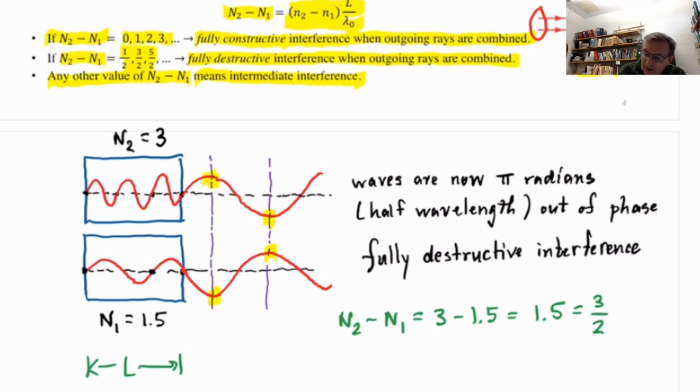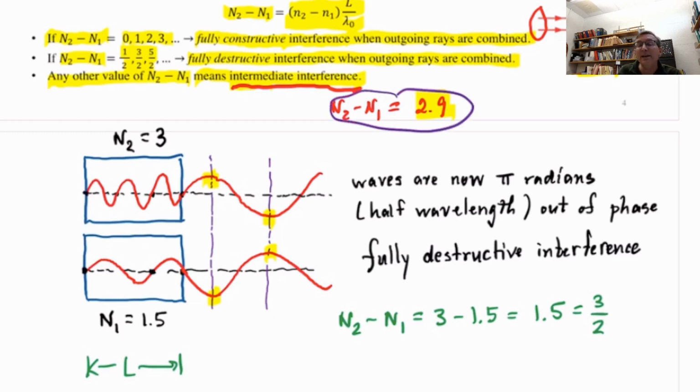Note, by the way, you can have intermediate interference here because big N2 minus big N1 isn't an integer or an odd half integer. But you can also say, okay, yes, big N2 minus big N1 is not one of these special values. Let's say, just for the sake of argument, that big N2 minus big N1 is 2.9. That's the difference in the number of wavelengths that fit within the two blocks. Well, that's not exactly fully constructive, and it's definitely not fully destructive, because it's not an integer or an odd half integer. But notice, it's close to an integer. 2.9 is close to 3. So the way your book would describe this case is that it's intermediate interference, but it's close to being fully constructive. So you'll come across that kind of discussion.